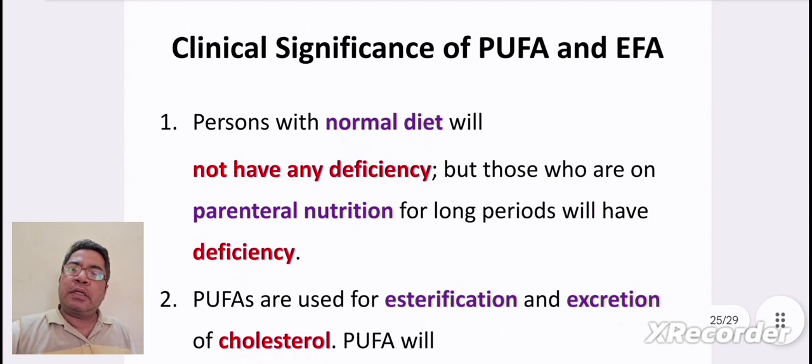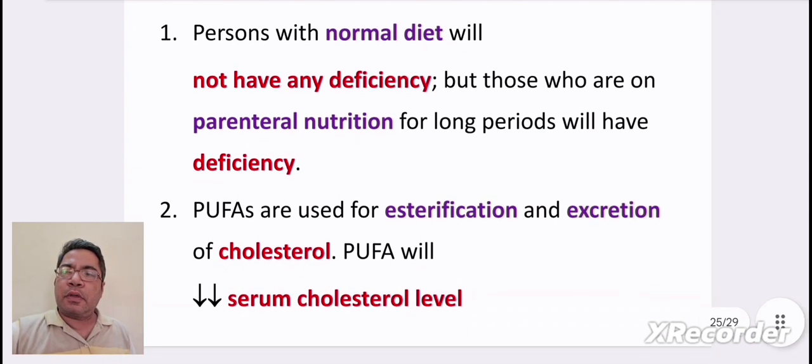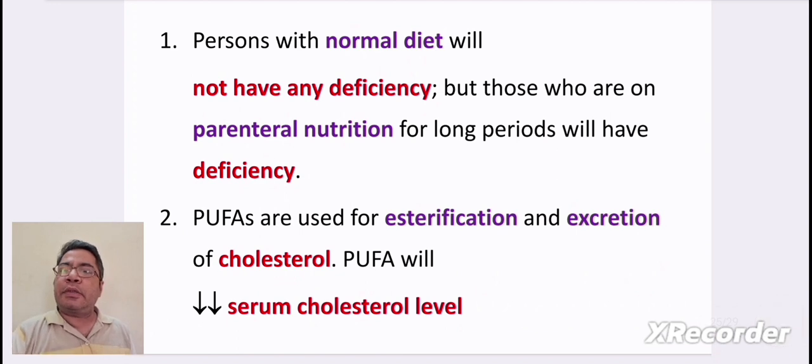Coming to clinical significance of PUFA and EFA. Persons with a normal diet will not have any deficiency, but those who are on parenteral nutrition or for long periods will have deficiency. PUFAs are used for esterification and excretion of cholesterol. PUFAs will decrease the serum cholesterol level.